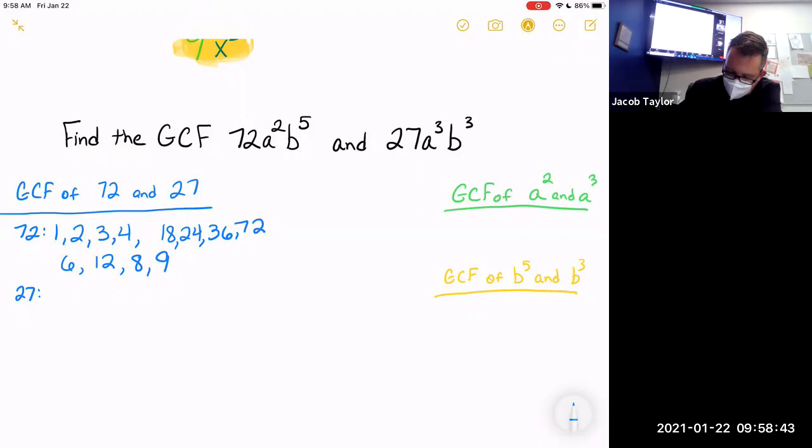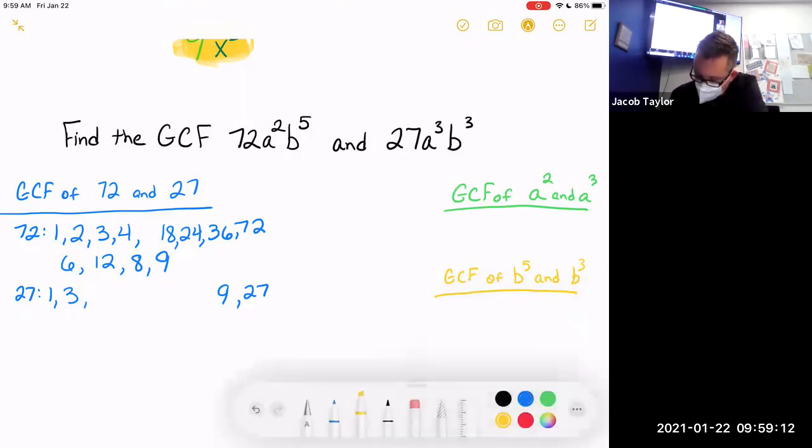All right, let's do 27. We can do 1 and 27. 27 is an odd number, so 2, 4, 6, 8, those are not going to work. 3 will work. 3 times 9 is 27. What else? Well, 4, 5, 6, 7, 8, none of those. So that's it for 27: 1, 3, 9, and 27.